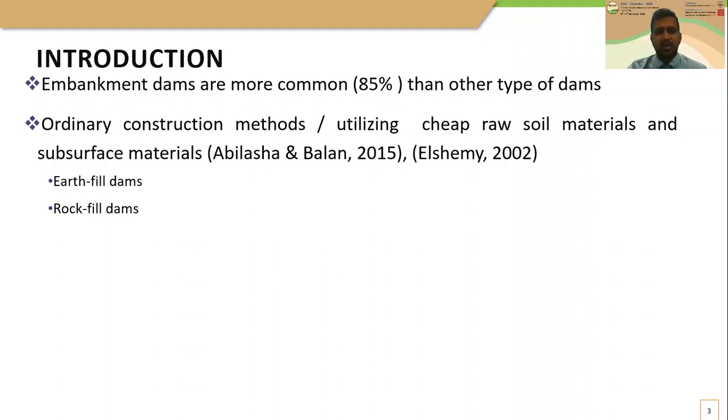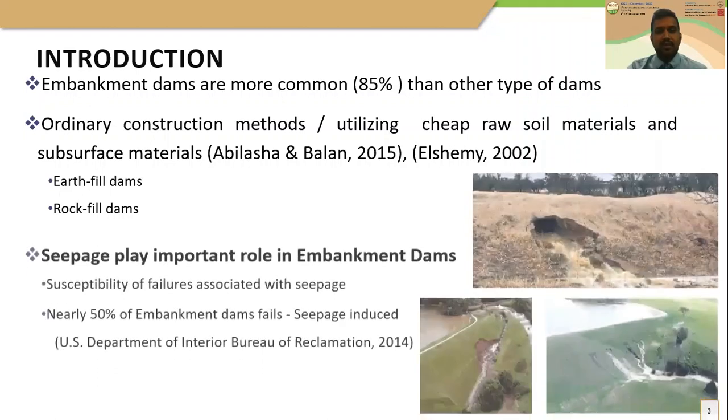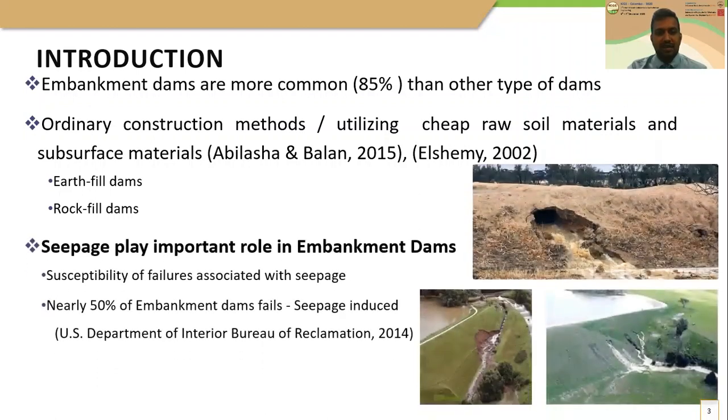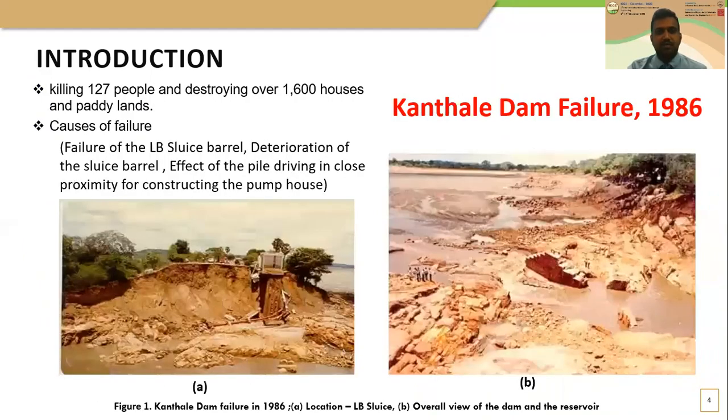Embankment dams are classified into two main types called earth-fill and rock-fill dams. Seepage plays a more important role in embankment dams. According to the USBR, nearly 50% of embankment dam failures occur due to seepage-induced causes. Sri Lanka also has experience with dam failures. Kantale Dam failed in 1986. Although it was not a seepage-induced failure, a lot of consequences occurred due to that failure.